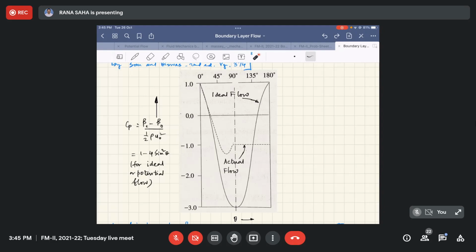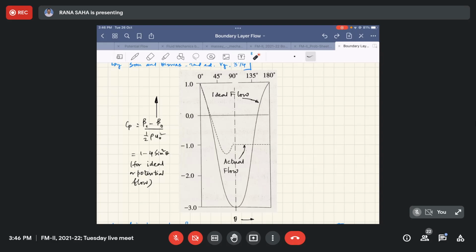Okay. So actually for the ideal case, it was a complete recovery because the pressure coefficient, CP, falls to -3 at 90 degree theta, followed by its recovery phase where it starts rising, and then it attains 1 at 180 degree, and then again it will be repeated like that.